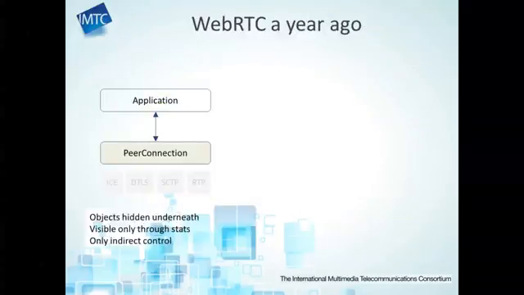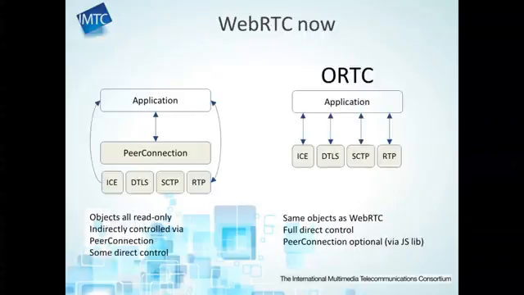Okay, so a little bit of the differences. A year ago, basically, you had an application talking exclusively to Peer Connection with the objects hidden underneath, only visible through the statistics, and only indirect control. Next. And now you see the objects in section 5.5, and this includes ICE, DTLS, SCTP, and RTP related objects. Again, same ones as in ORTC. Next.